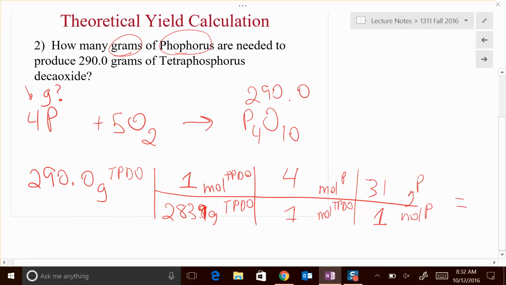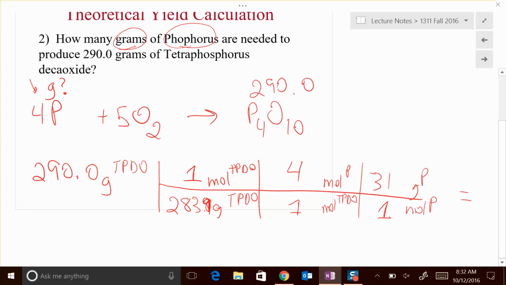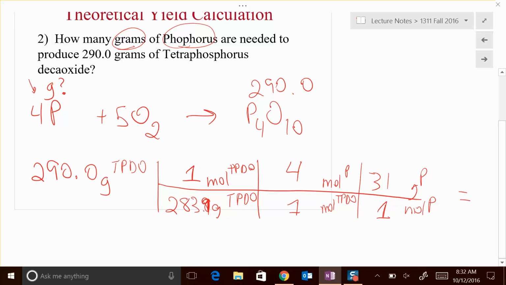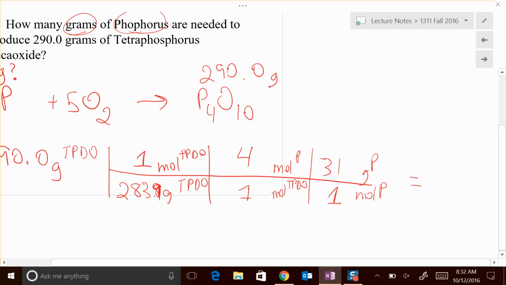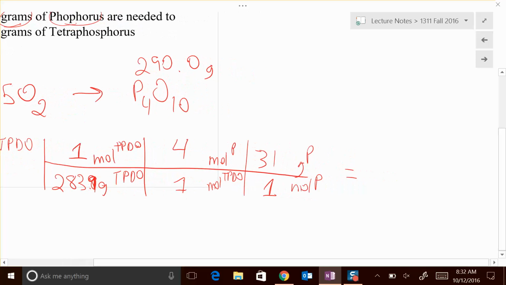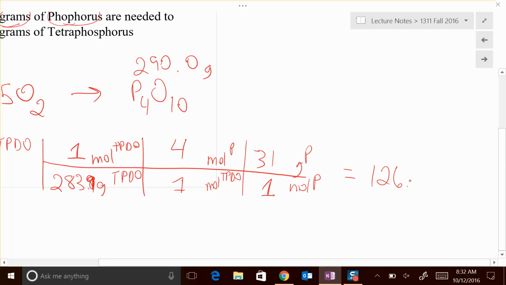How many grams of phosphorus theoretically would need to react with excess oxygen, essentially, to produce 290 grams of P4O10? 126.62. Okay, 126.62 grams of phosphorus.